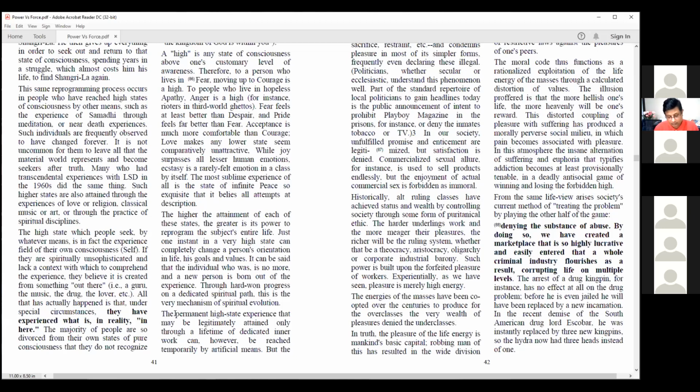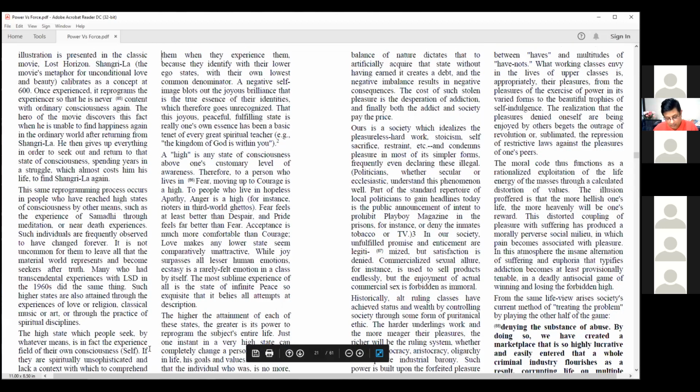The majority of people are so divorced from their own states of pure consciousness that they do not recognize them when they experience them, because they identify with their lower ego states, with their own lowest common denominator. So now this is again very important.